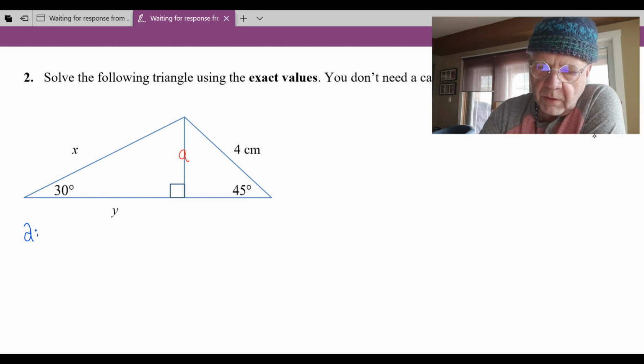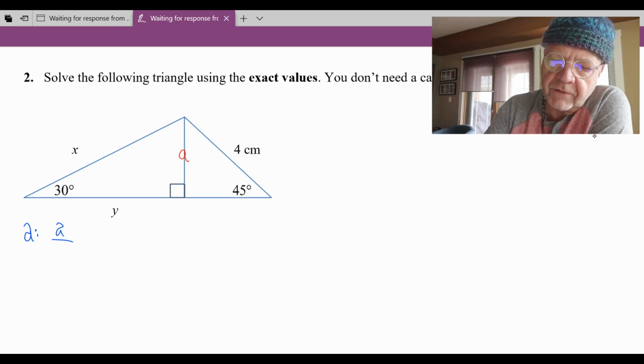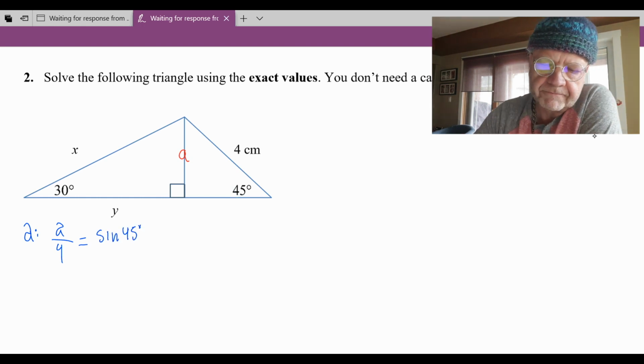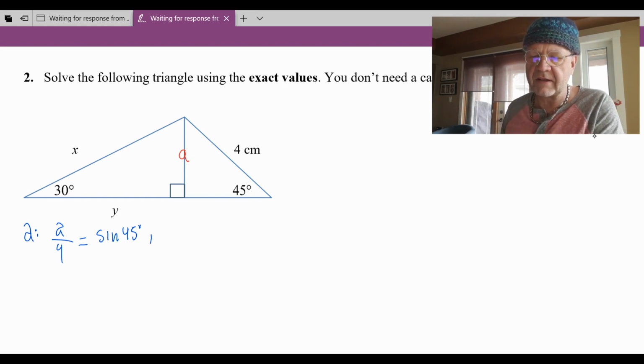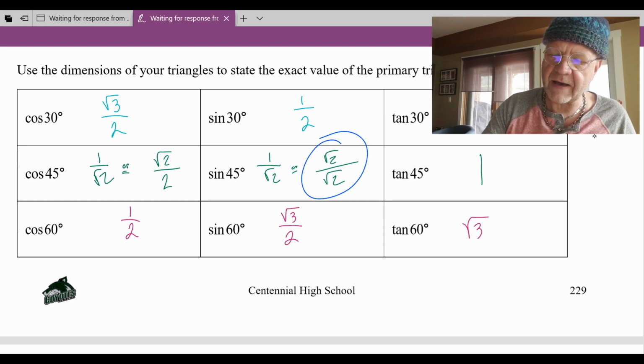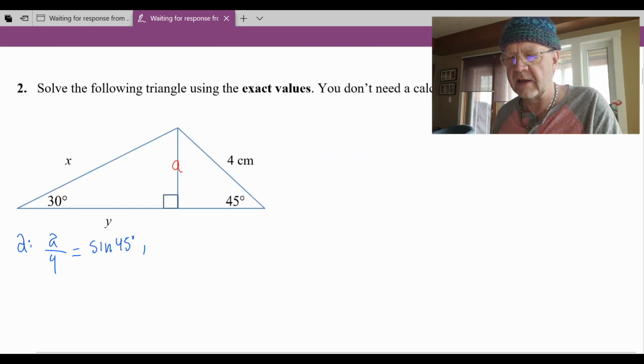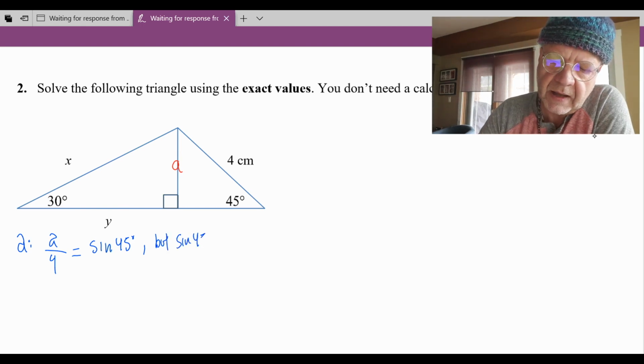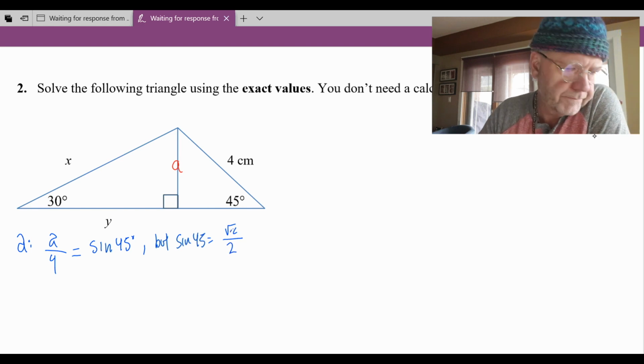Well, I know that with regard to the 45-degree angle there, that A over 4 is equal to, what is it? It looks like sine of 45 degrees. But if you take a look at our summary table up here, you're reminded that we have a value we can use for sine 45. And so we're going to substitute that in, and we'll state it. Sine 45 equals root 2 over 2.